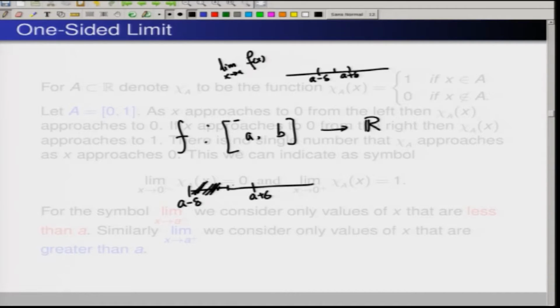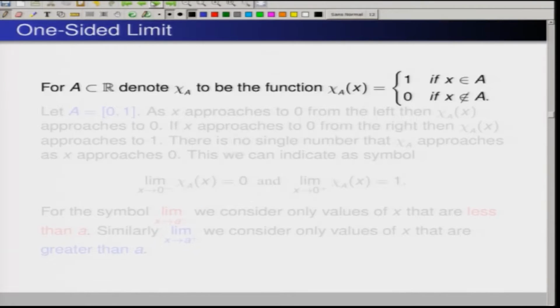If this is not in the domain, then we have information about f only for those x which are greater than a. Similarly, this can happen at the end point b, where we look at b minus delta to b plus delta, and we do not have any information because f is not defined from b to b plus delta. So, how to address this problem? In that way we define something called a one sided limit.